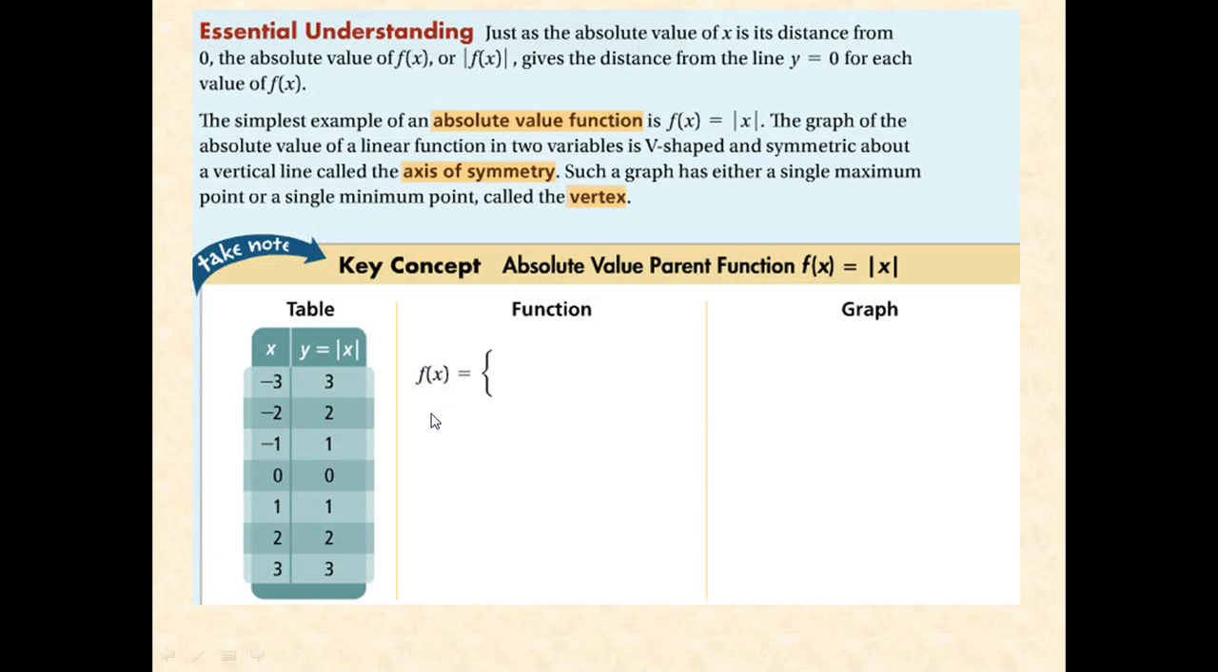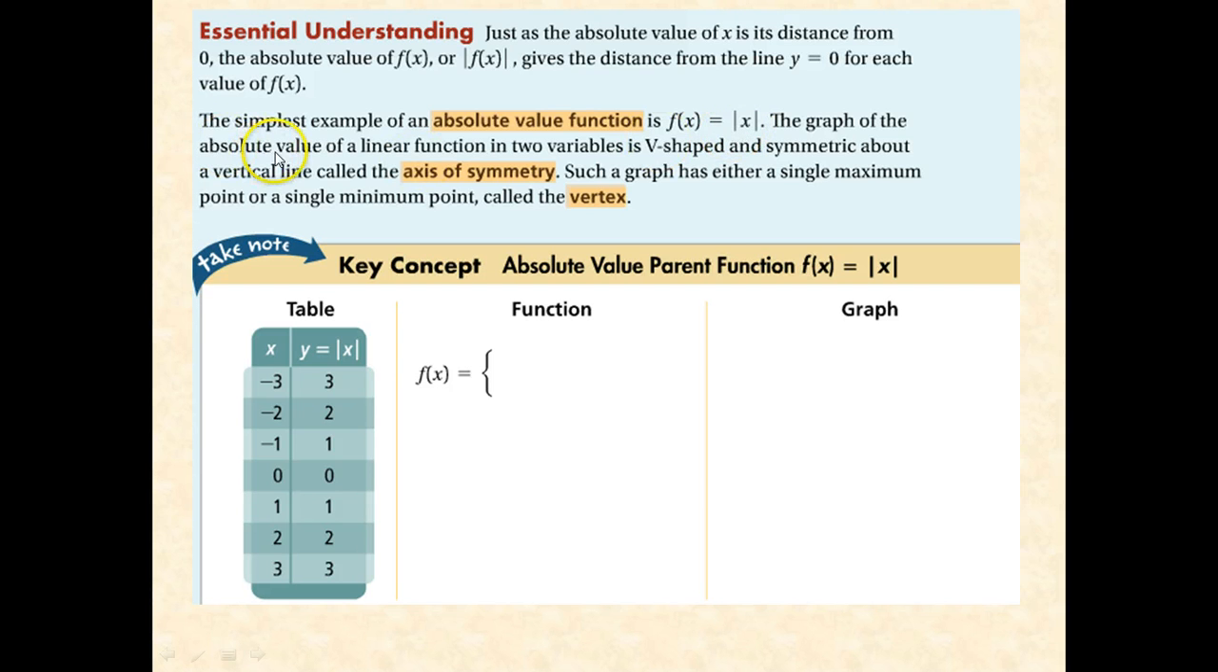Alright. Okay, so we talked about absolute value of x being the distance from 0. So the absolute value of f of x gives the distance from the line y equals 0 for each value of f of x. So y equals 0 would be the horizontal x-axis. Simplest example of an absolute value function is f of x equals absolute value of x.